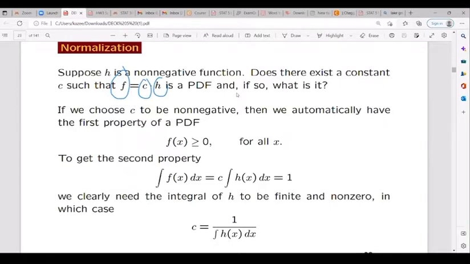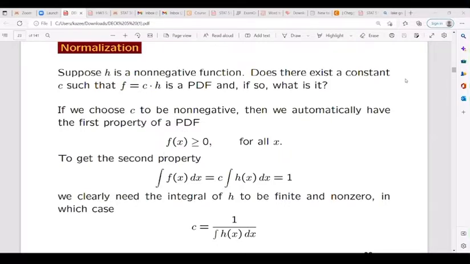Okay, so we actually want to figure out what C is going to be for F to be a valid PDF. I'm going to say that again. We are interested in finding what C is going to be for F to be a valid PDF. And don't forget, H is a non-negative function, and we also expect F of S to be a non-negative function.